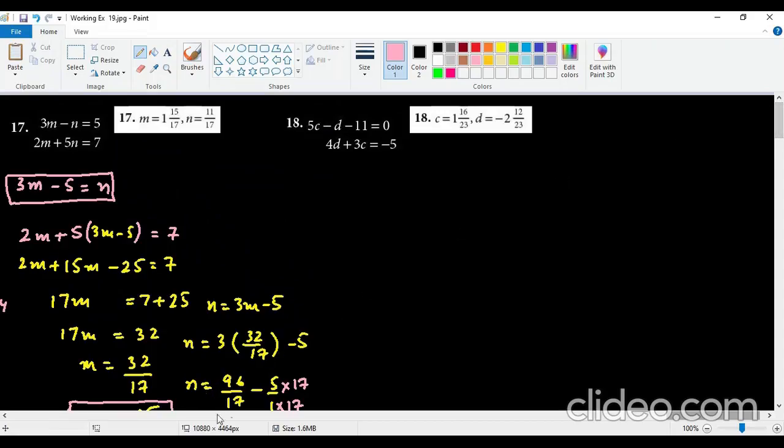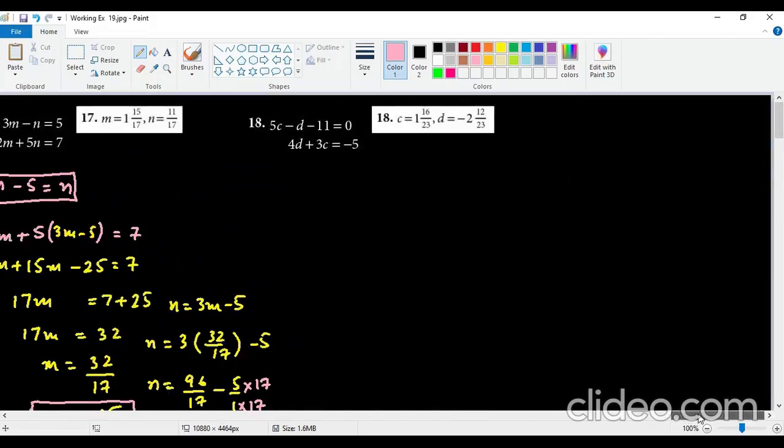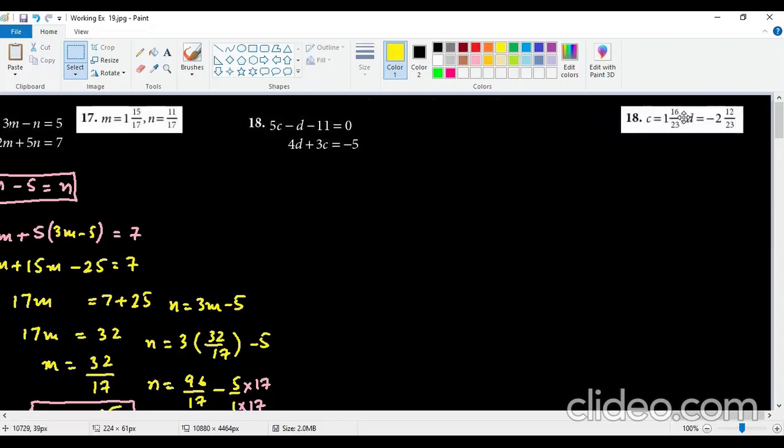Moving on to the next question. In question number 18, I will just make a little adjustment to this question. This is the answer we should get. And these are the two equations we are talking about. We call them equation 1 and 2. Apparently, this is the last question of this exercise.